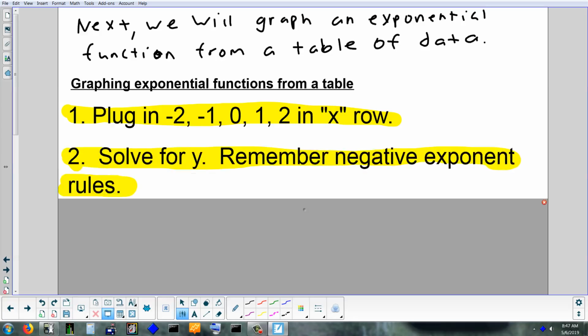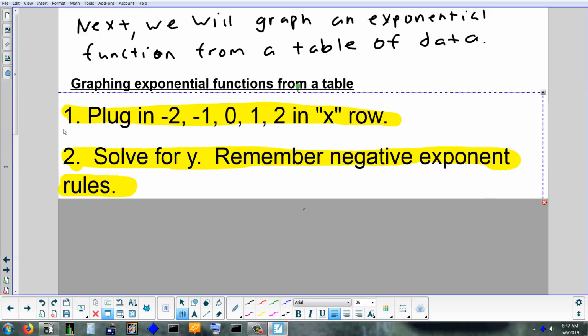Okay. After you plug in those numbers for x, you're going to plug in these 5 numbers one at a time. You have to solve for y each time. This is where being good with the negative exponents is going to come in. Because the first couple x values that you plug in are going to be negative exponents. So remember the rules for that.